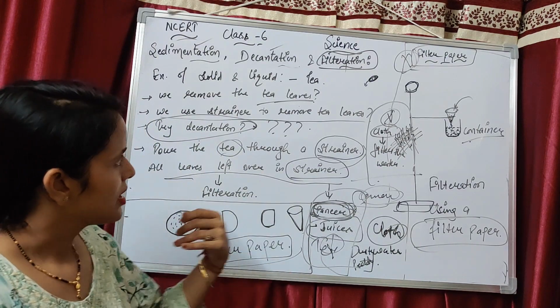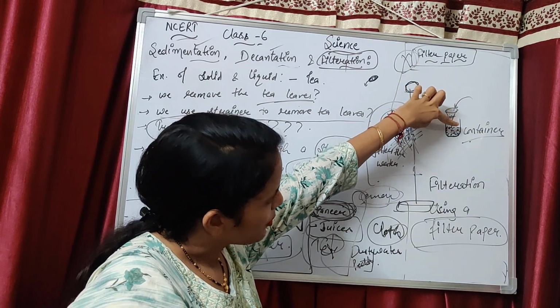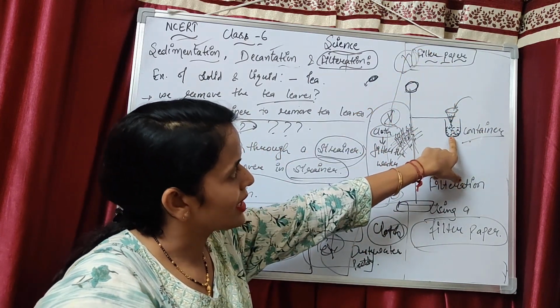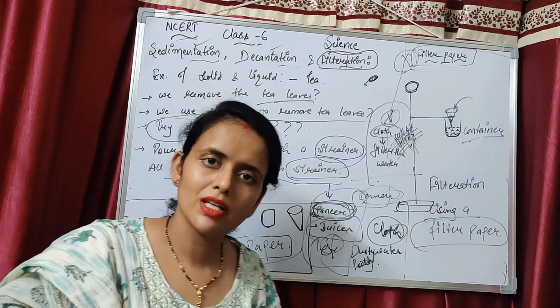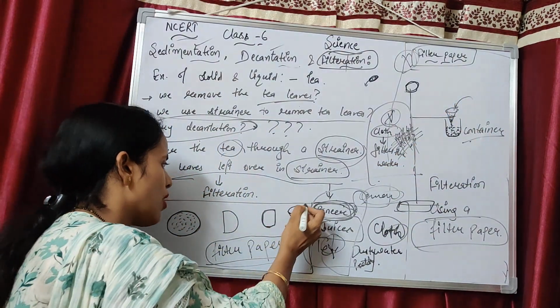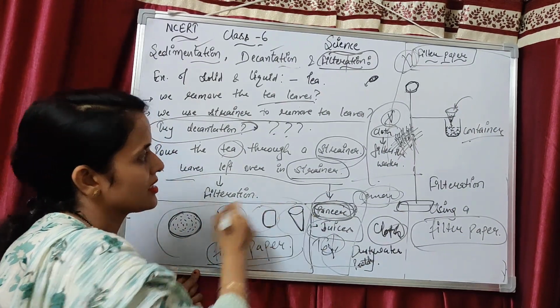Filter paper uses, and this is the filtration method. We will put the filter paper in the cone. The pure form of solution will be collected in the container, and the residue impurities will be left on the filter paper. How do we fold the filter paper? Firstly we have this and this.